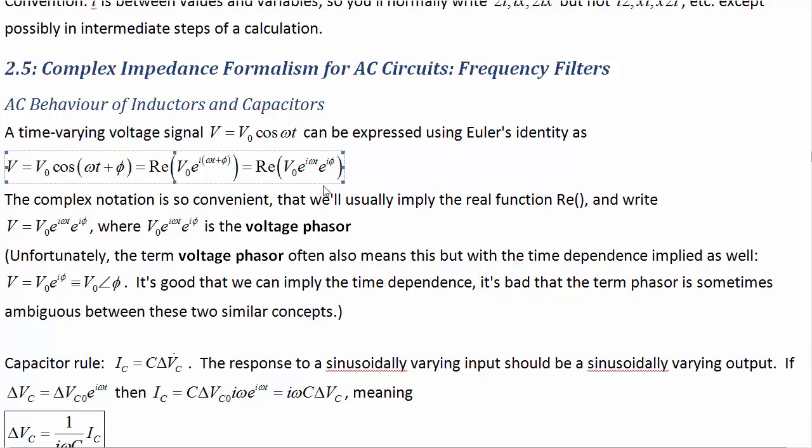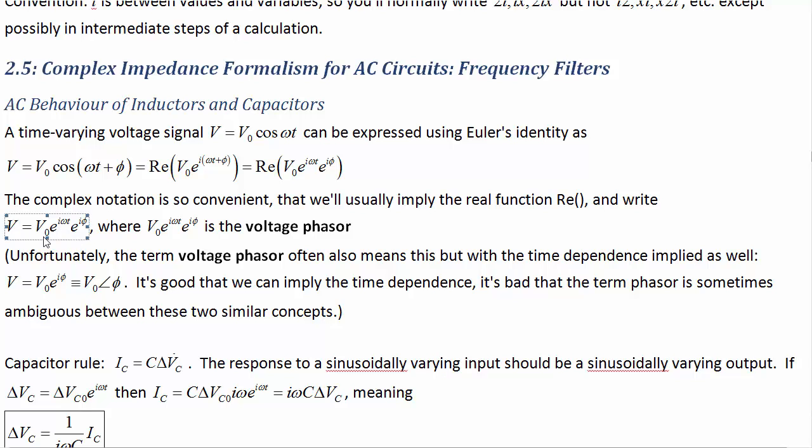This is much more convenient than dealing with trig functions, so these exponentials are a lot easier to deal with a lot of the time. And so we'll usually just write it as a complex exponential. So we'll say the voltage is equal to this. What we really mean is the voltage is the real part of this.